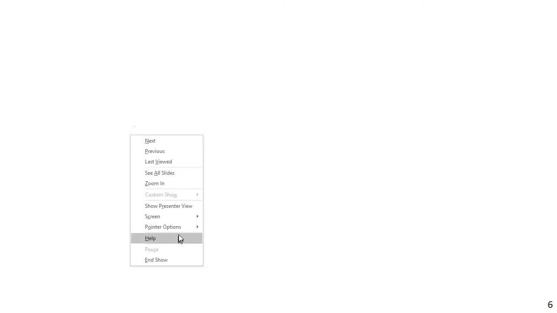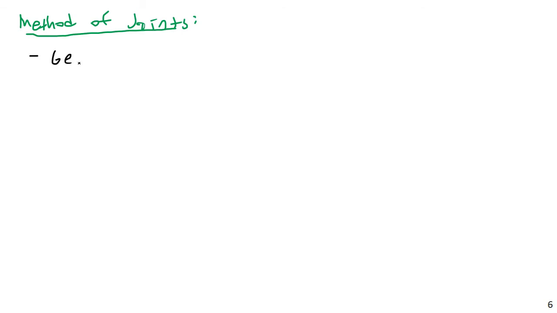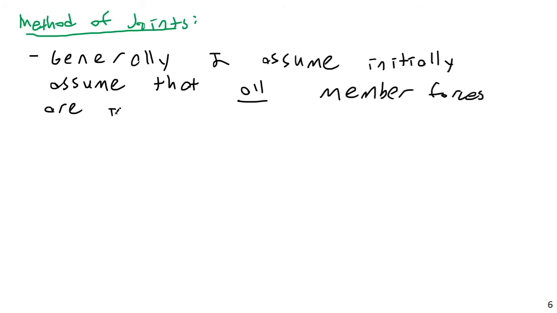Okay, so other notes on method of joints, though. A few other things. Generally, how I do this, now you don't have to, you can eyeball it and guess it, but generally I assume initially that all member forces are in tension.